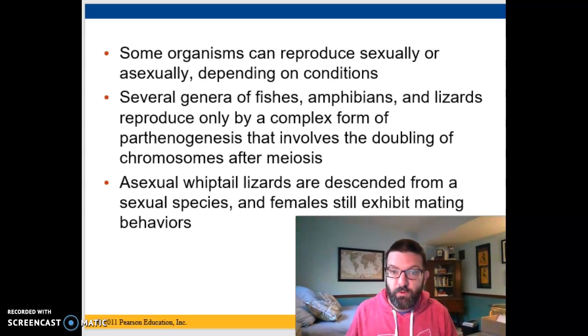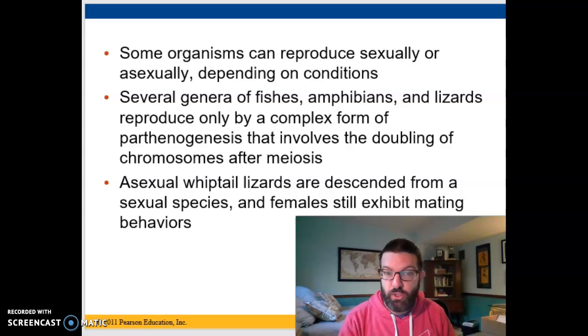And a lot of organisms can reproduce sexually or asexually depending on conditions, as I mentioned earlier. A lot of rotifers can reproduce asexually, but can still reproduce sexually. Some fish can reproduce via parthenogenesis, just like rotifers. Some organisms bud, like jellyfish, like hydras, but also can reproduce sexually.